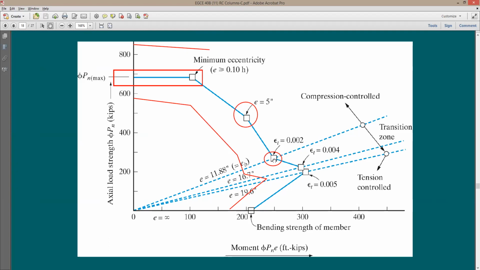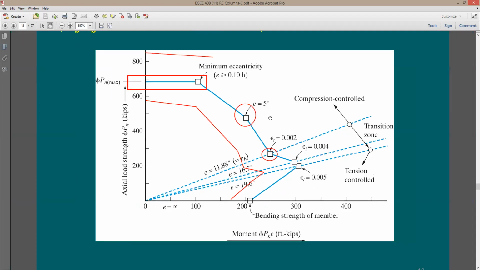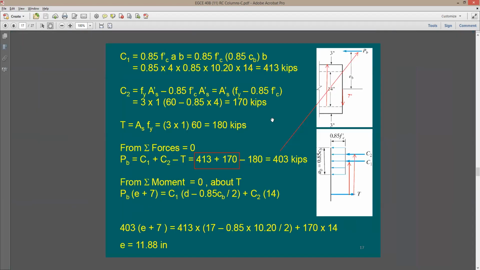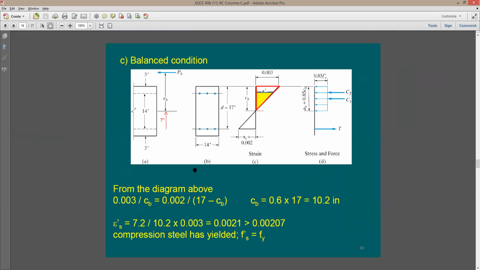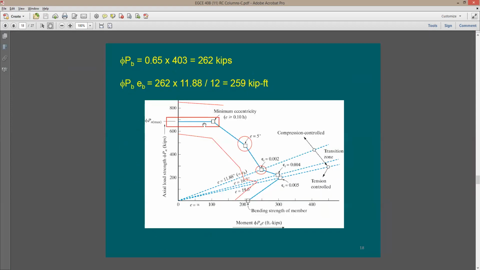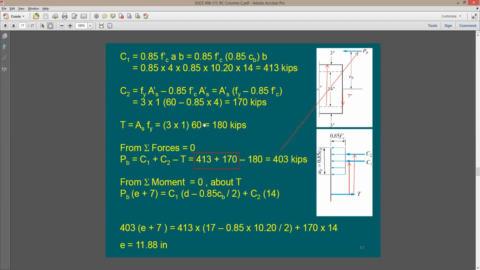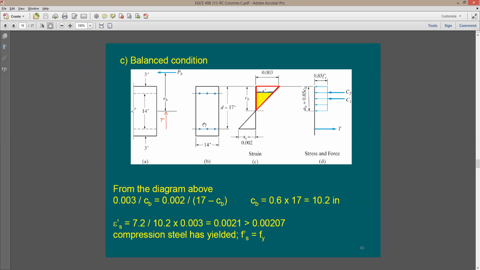At the balance point, you're going to have a strain in the tension steel at yield, and you know that the strain in the concrete at any of these points is going to be 0.003, which means the capacity point. So now we know how I was able to do this on the diagram, and also we know how to do it by analysis. Just go through this section again. You have 3 slides to be able to finish it, so be sure that you know how to do it.